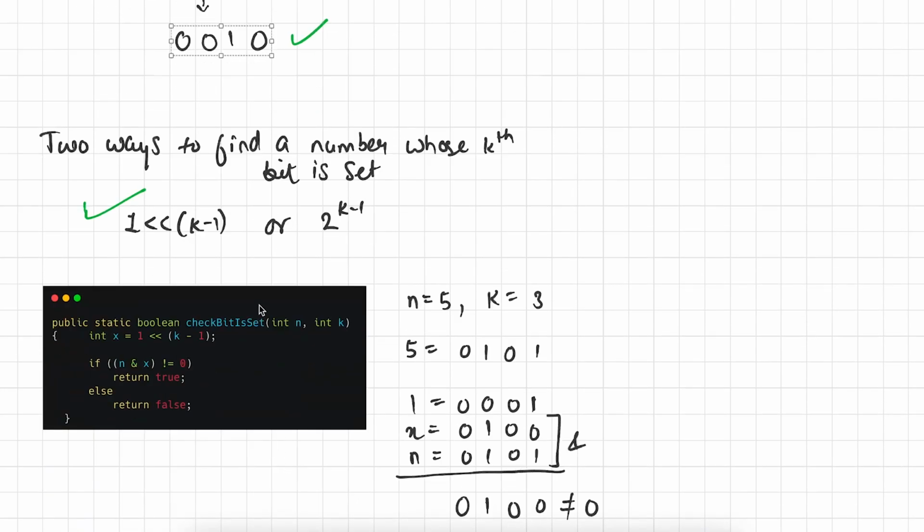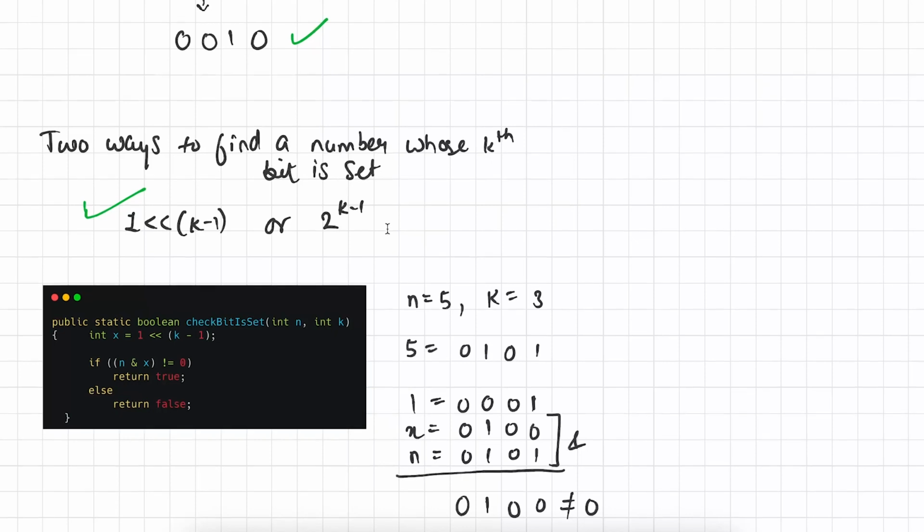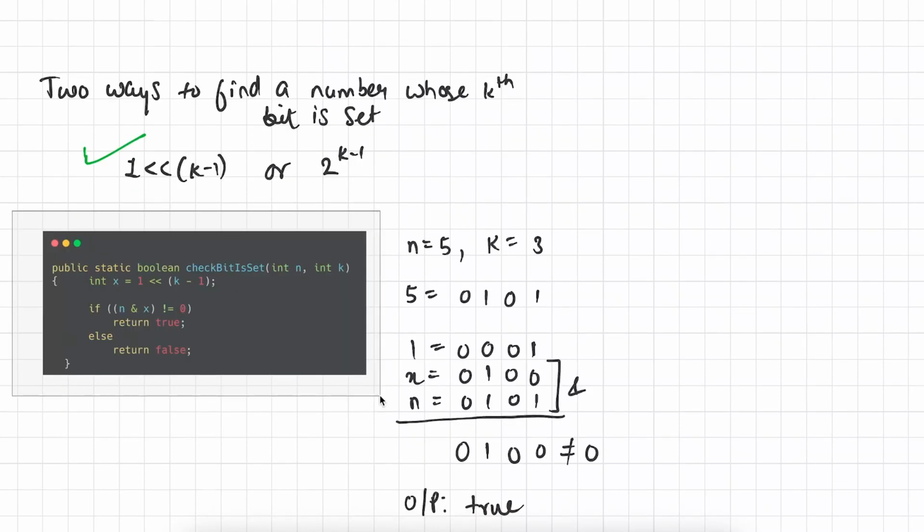So we have a total of two ways to find a number whose kth bit is set. One is to use the left shift operator and shift the bit by k minus 1, or the other option is to raise 2 to the power k minus 1. And which is the best approach? Obviously the left shift operator is the best approach, because bitwise operators are much faster than other operations. Okay, so here you see the implementation of this solution.